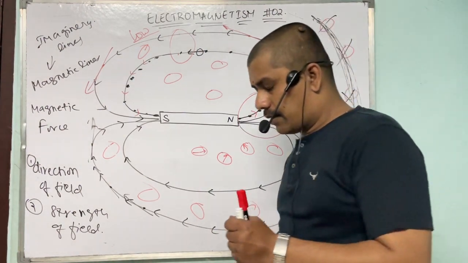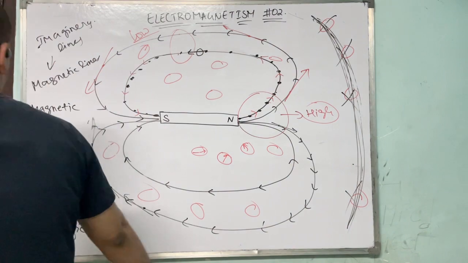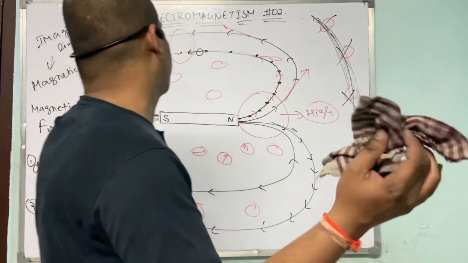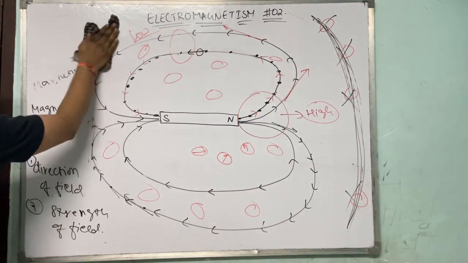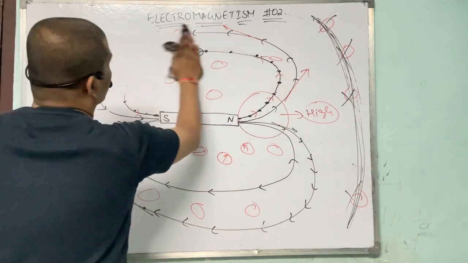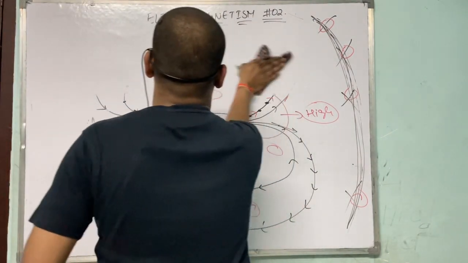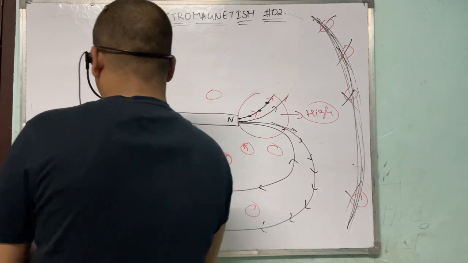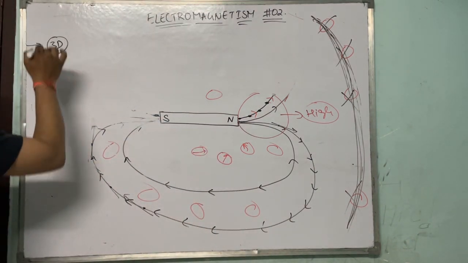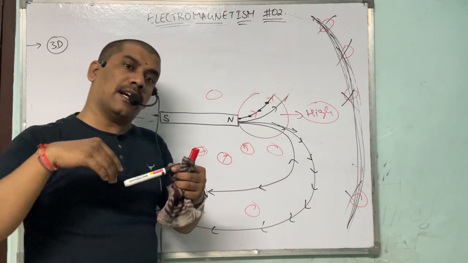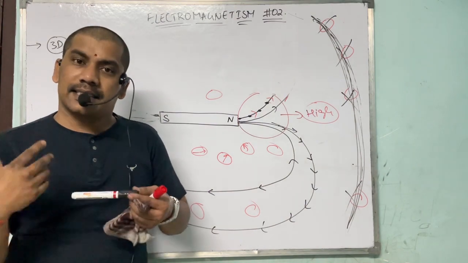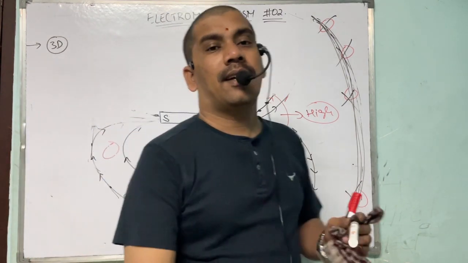See here, these magnetic field lines are 3D in nature. Magnetic field lines are 3D in nature. That means the magnetic field will be in every direction around the magnet. A 360 degree magnetic field will be available.